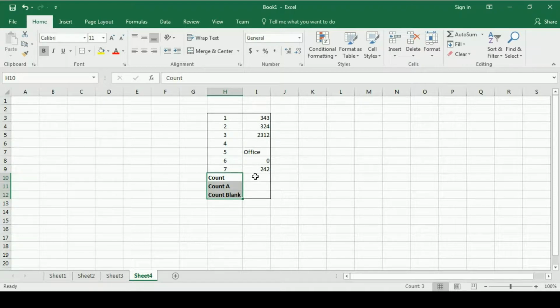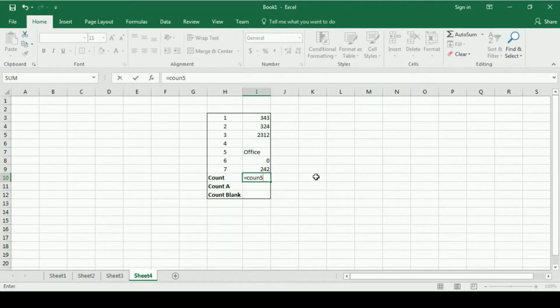The COUNT function counts numerical numbers in a list. Here we have, including 0, 5 numbers. That should be the answer when we select these 7 cells. Office is a character or a string or an alphabetic, so that should not be counted.